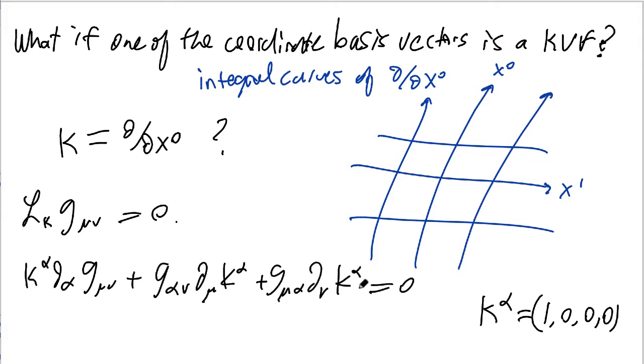So putting this into our expression for the Lie derivative of the metric, of course, this term vanishes because the K alphas are all just constants, so derivatives vanish. Likewise, this term vanishes, and this is just the derivative with respect to x0. So what we have here is just this equation just tells us the derivative with respect to x0 of g mu nu vanishes.